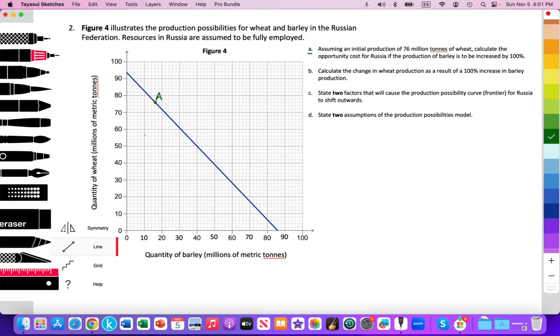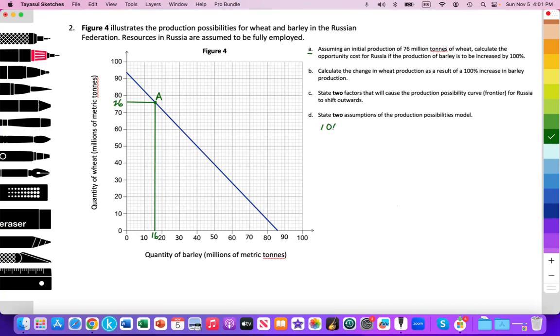Now I'm going to draw a line so I can see the quantity of barley. Here we see the quantity of wheat production, and then I'm going to go down, and this will show me the quantity of barley production. I'll write in here that that's 76 million metric tons. And here we have 10, 12, 14, here's 16 million metric tons of barley. So that's what I need to calculate this.